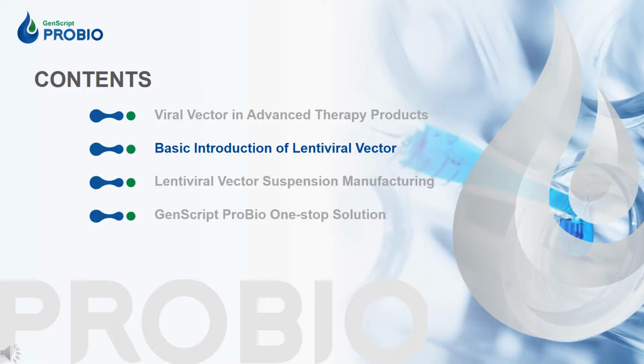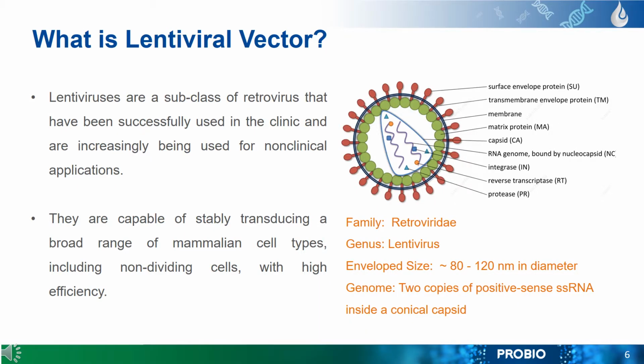The second part is a basic introduction of lentiviral vector. As you all know, lentivirus is a subclass of retrovirus that has been successfully used in the clinic and is increasingly being used for non-clinical applications. They are capable of stably transducing a broad range of mammalian cell types, including non-dividing cells, with high efficiency. Utilizing this feature of lentiviral vector allows for the permanent expression of a gene construct, such as a siRNA or protein coding sequence, in a population of cells or on a single cell level.